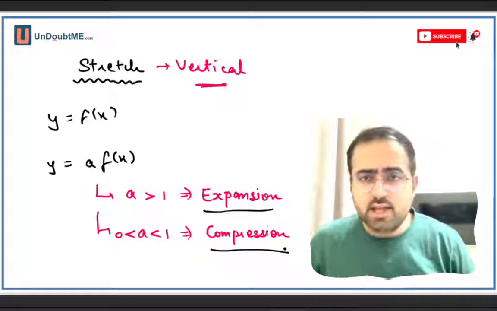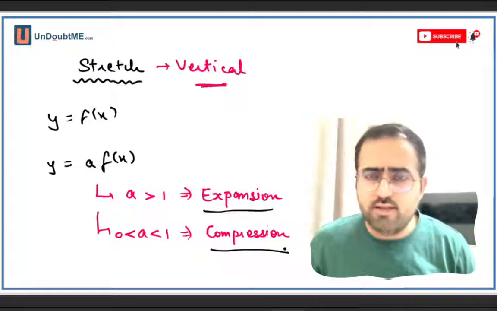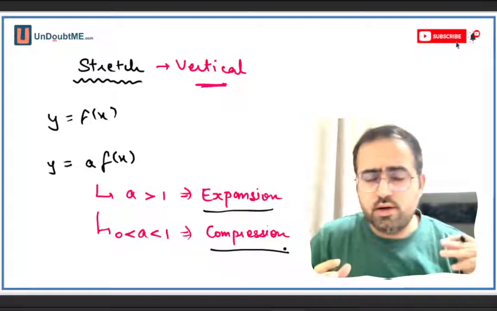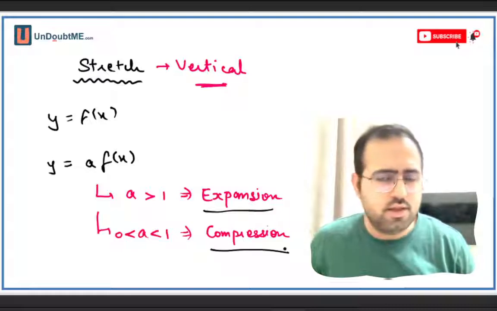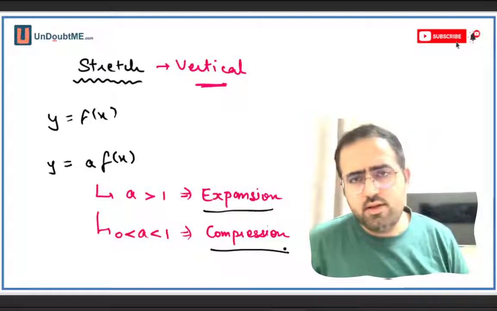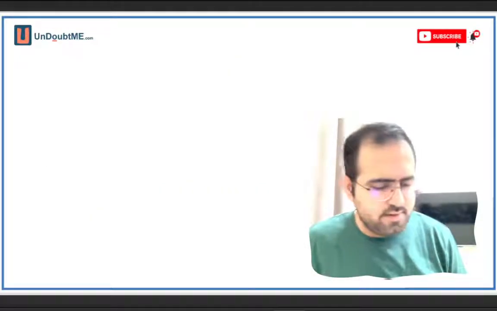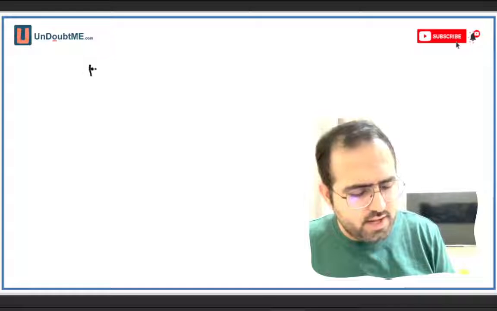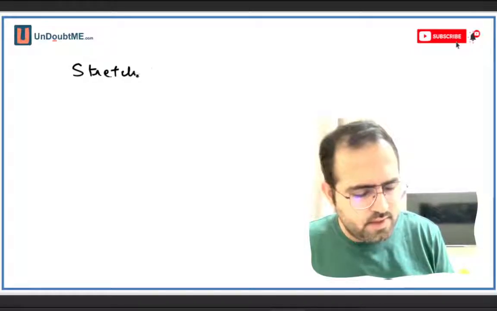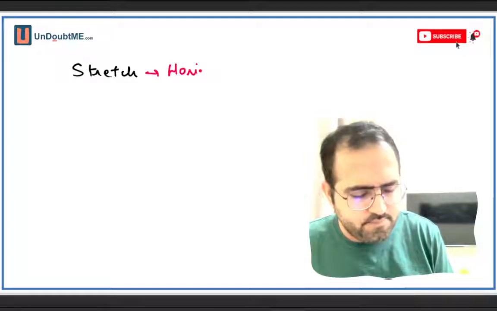Examples can be any; it can be applied on any random function. As I said, if you want a video on that, you can put it in the comments. Now we are moving on towards the horizontal stretch. That is our last transformation. This is also of the category of stretch, but now this stretch is horizontal.